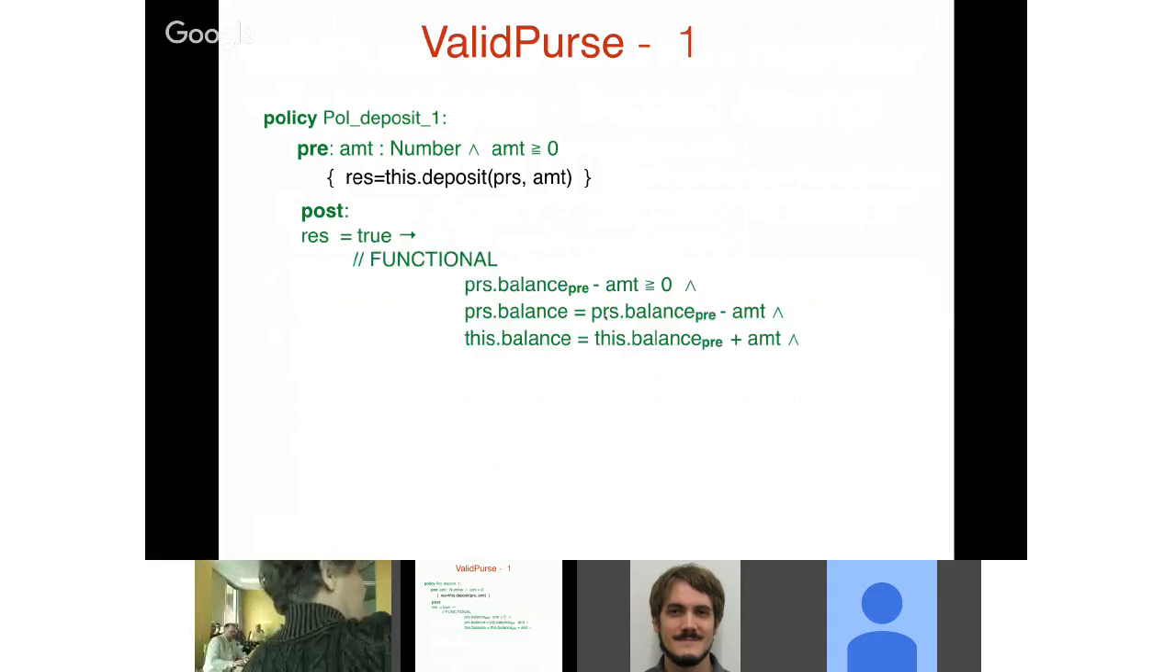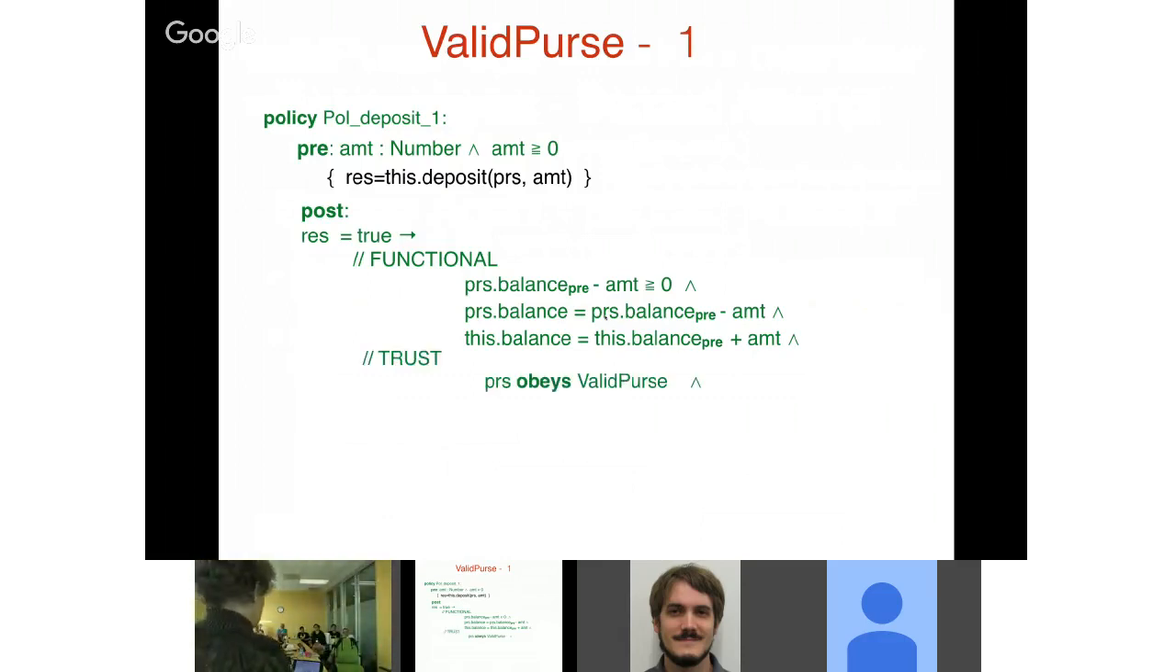And now I want to give you a bit more detailed view of what the policy means. The first policy is: when the deposit is successful, what do we know? There is the functional part of the specification. What we know is that the balance of the purse before the operation took place, this pre-subscript is pretty standard in pre- and post-conditions, was greater than the amount, and after the operation, it is the same as the balance before minus the amount. Similarly, the balance of the receiver will have been increased by the amount. So this is the way to describe that the transaction took place.